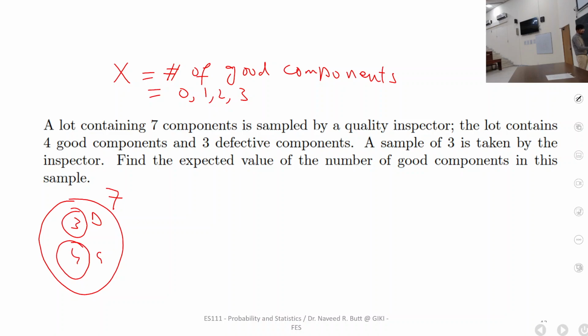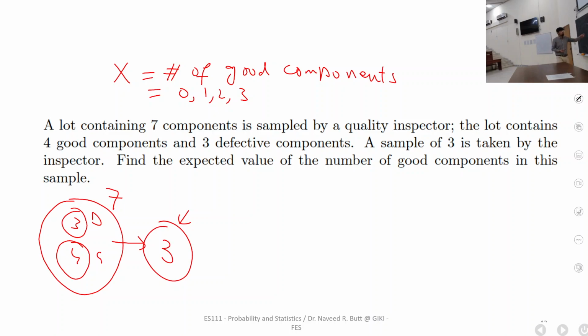Now the inspector from here, without knowing, takes how many? 3. This random variable, we know he takes 3. This is not a random variable. What we want to see is how many of these 3 are good. So what's the sample space? All 3 can be good, 2 can be good, 1 can be good, 0.